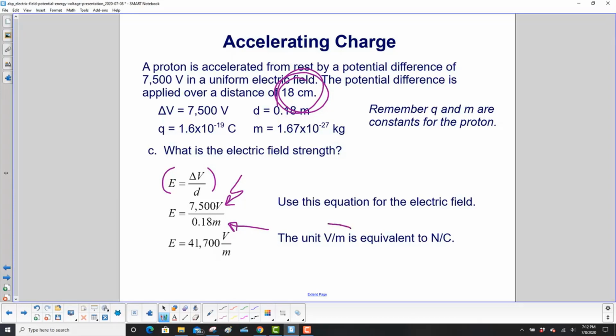And also, we just found out that the unit for electric field, we initially introduced it as newtons per coulomb, right? Because E was equal to force over charge, so that's newtons over coulomb. It's also equal to volts per meter.